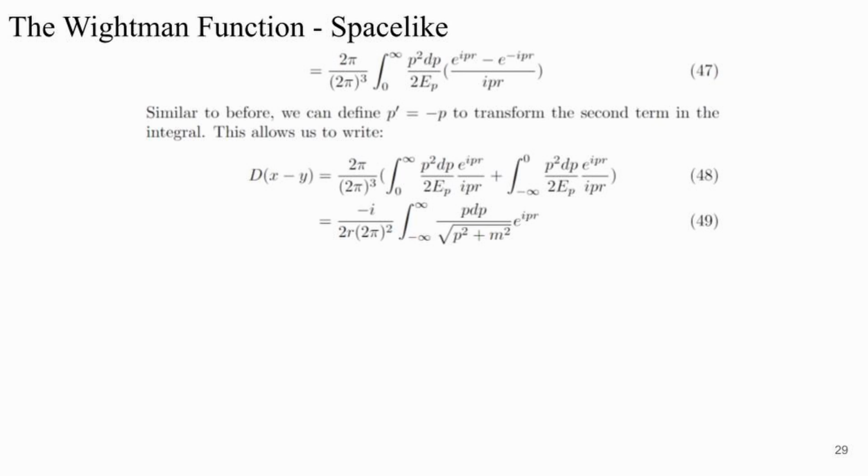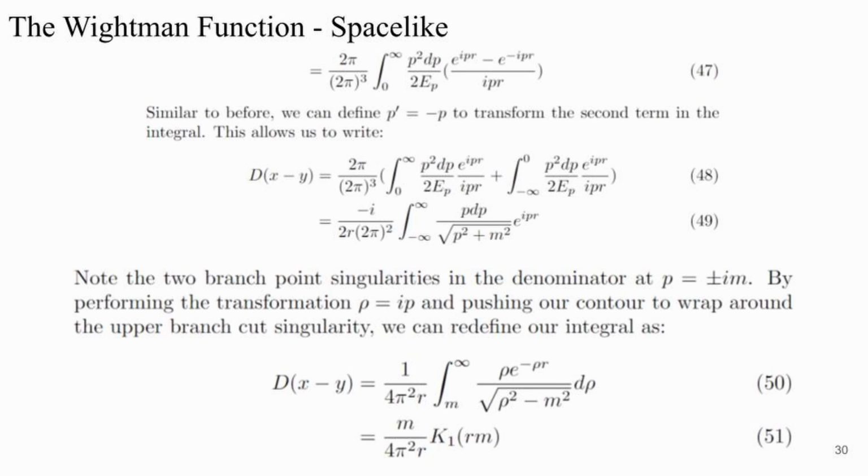This leaves us again with a sum of two exponentials. However, we can easily relate them by performing the earlier transformation we did of p prime equals negative p. This allows the integrands to look exactly the same, but have orthogonal boundaries of integration, allowing us to concatenate them into a single integral. We can evaluate this integral using complex analysis by knowing that the denominator has two singularities at p equals plus or minus im.